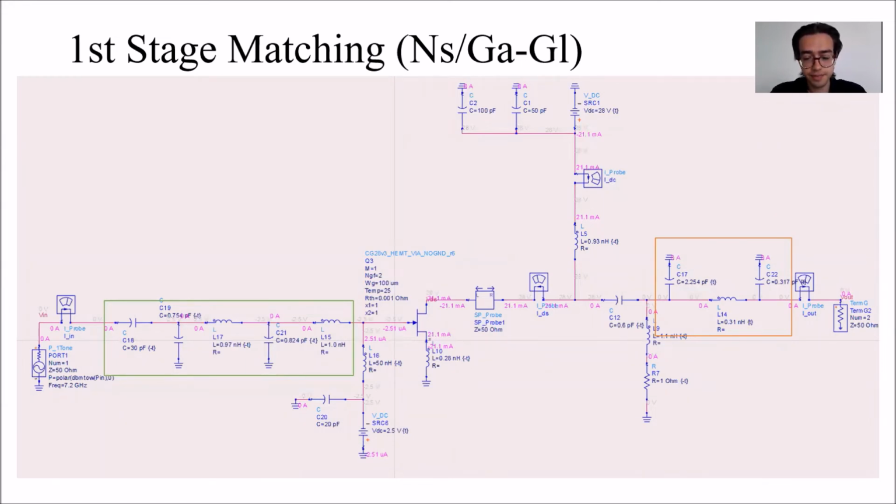For the first stage, I decided to match for both noise and maximum available gain on the input side, and on the output side, I matched for maximum available output power. As you can see, on the input side I have a simple T network, and on the output side, I have a pi network.